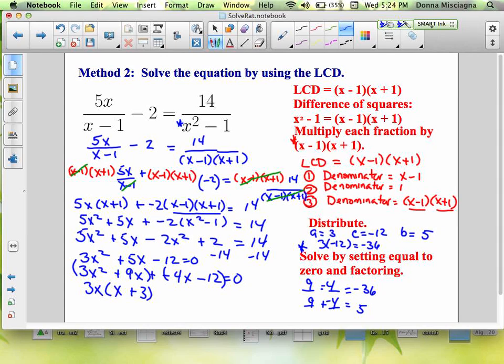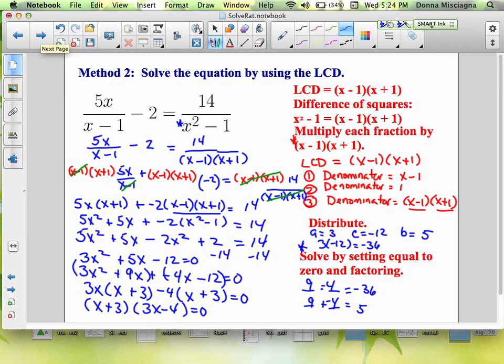Greatest common factor for negative 4x and negative 12 is a negative 4. Negative 4x divided by negative 4 is x. And negative 12 divided by negative 4 is a positive 3. So now we can factor out that repeating x plus 3. And we're left with 3x minus 4. So now we'll set those equal to 0 and solve for x.